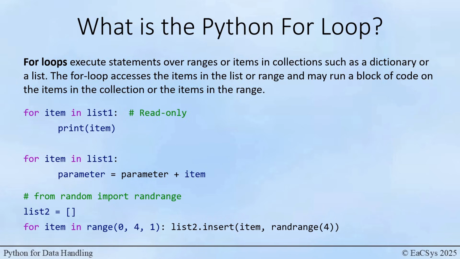A third way to use the for loop is to use it to populate a collection with generated objects. Here on the screen you can see a list where the for loop creates the index externally using the range function and inserts a random integer value in the list at each of the generated indexes from the range function.